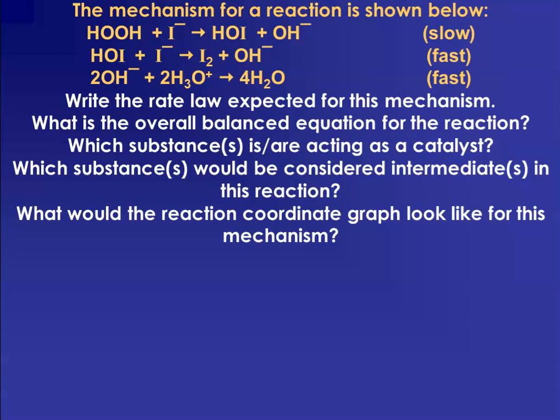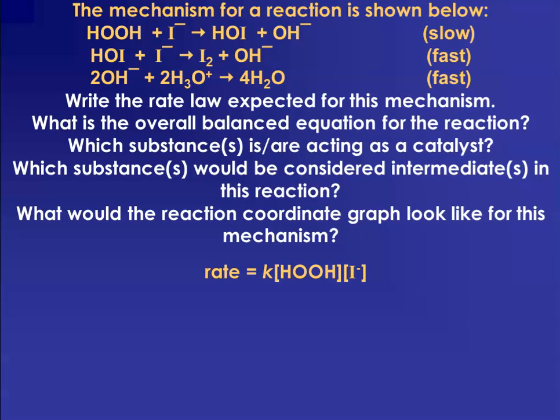So to write the rate law expected for this mechanism, we take a look to see if the reactants that are present in the slow step are consumed in subsequent steps. Are they made again? Or sorry, the reactants that are consumed in the first step, are they made in subsequent steps? If that is the case, then they would not be included in your mechanism. But these two reactants are not found on the product side of our reaction. So our rate law would just be based on the concentration of the slow step reactants, HOOH and I minus.